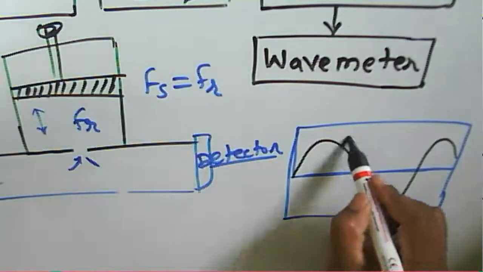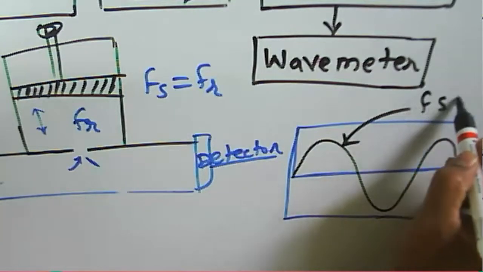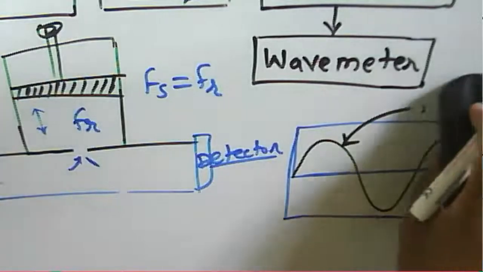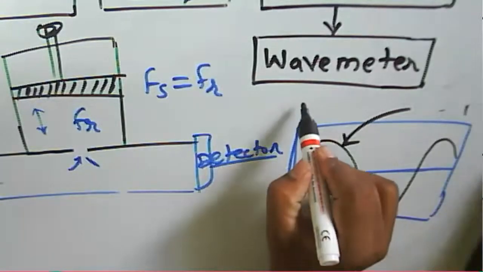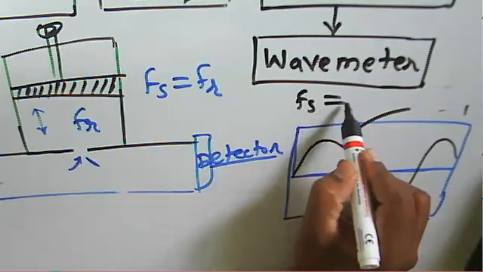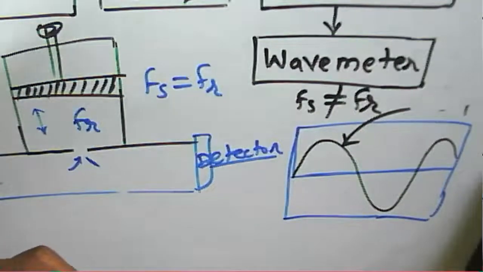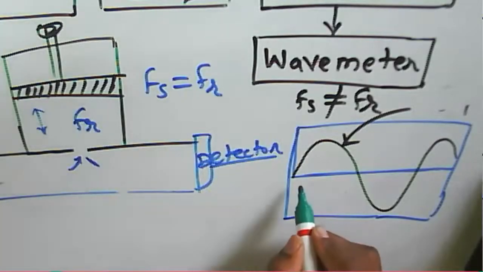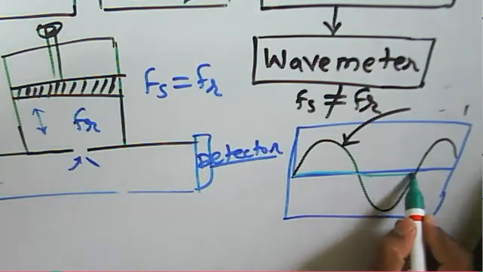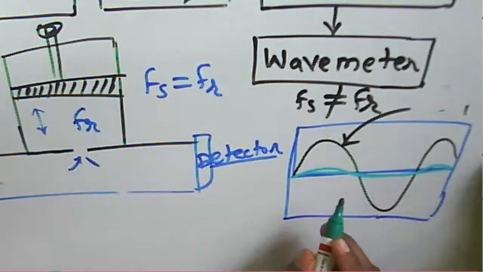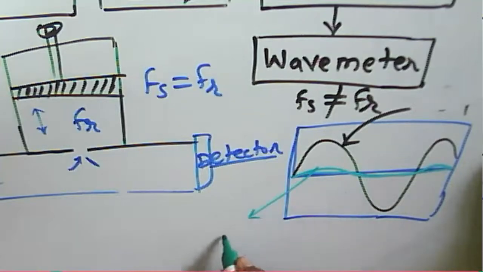The condition is that Fs is not equal to Fr, where Fs is the signal frequency and Fr is the resonant frequency, which are not matched. Now, if the resonating frequency and the signal frequency match, then we get a dip, a small dip. That is the signal where Fs is equal to Fr.